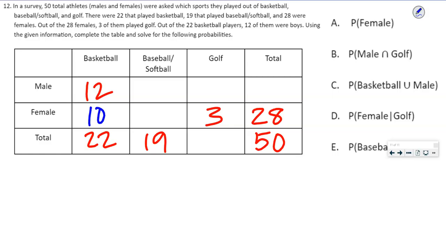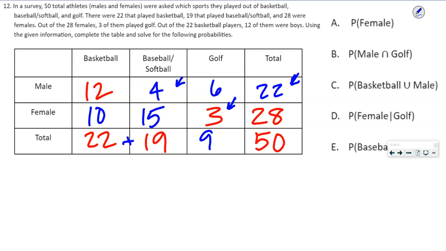So I know this is going to be 10 because 12 plus 10 is 22. And let's see, 50 minus 28. I'm looking at this one right here. 50 minus 28 is 22, right? Okay. Then 22 plus 19, if I were to add those together and subtract them from 50, I would get 9 right here, right? Then 28 minus 13 is 15, right? And then 19 minus 15, I'm looking at this number right here, is 4, right? And 9 minus the 3 would be the 6 right here, right? Okay, now we got everything we need.